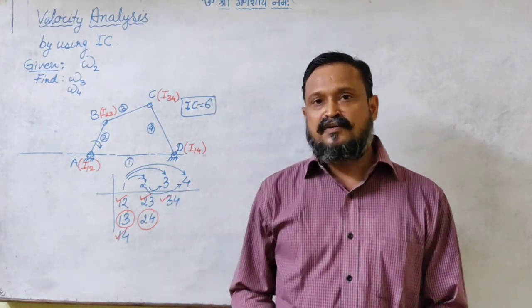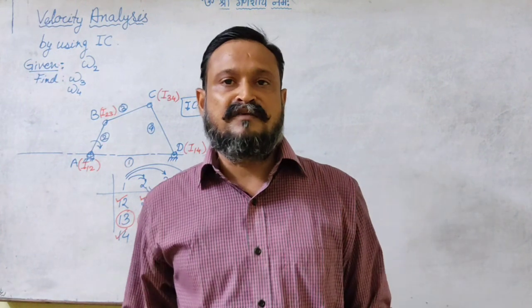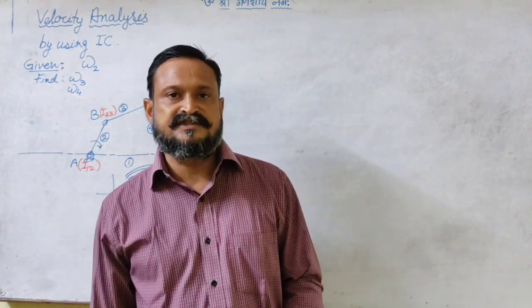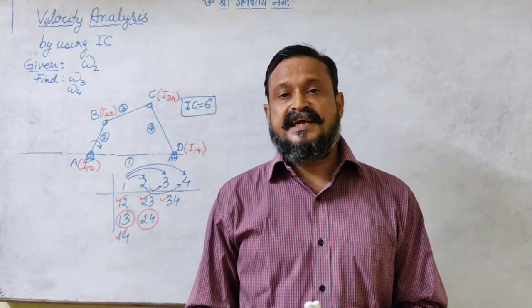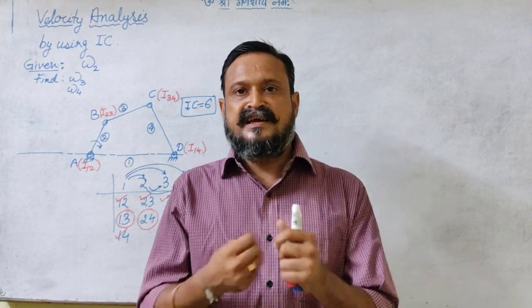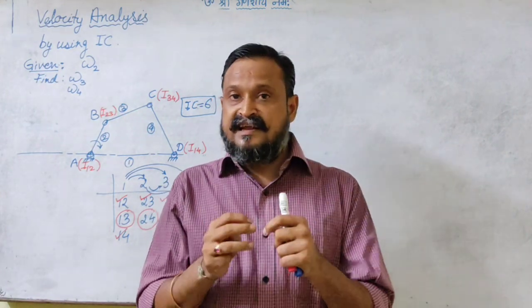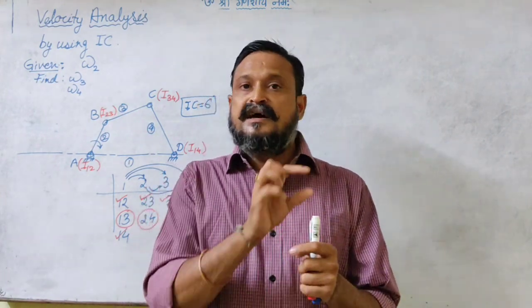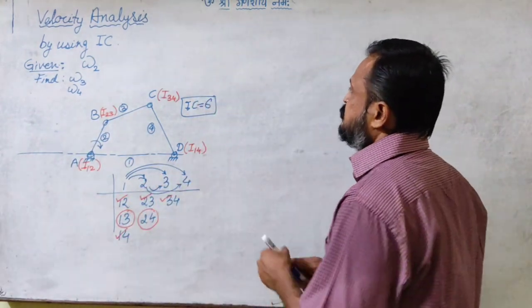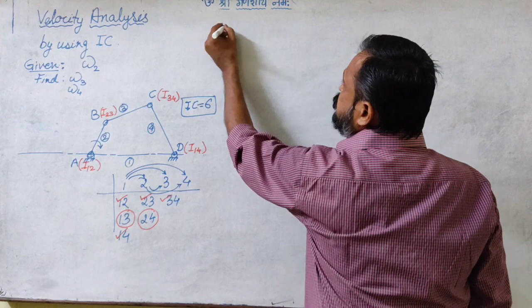Now for this, we will have to take help of the Aronhold-Kennedy theorem. And what does the theorem state? It states that when three rigid bodies are in relative motion, then their instantaneous centers will be collinear, right?